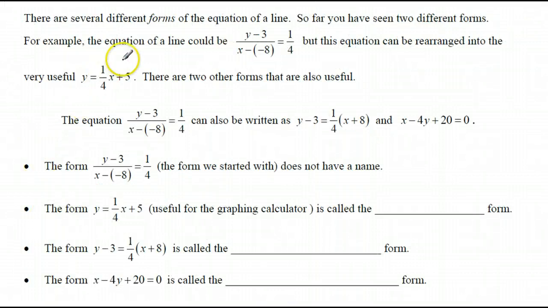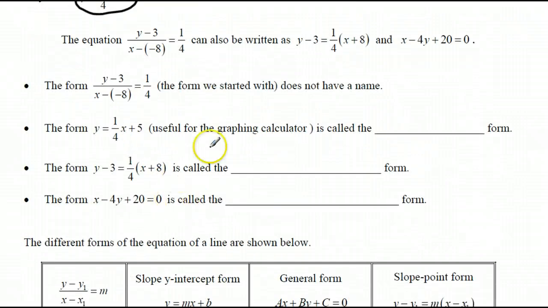Moving on down, there are several different forms of the equation of a line. So far you have seen two different forms. For example, the equation of a line could be (y minus 3) over (x minus negative 8) equals 1/4. But this equation could be rearranged into the very useful y equals 1/4 x plus 5. There are two other forms that are also useful. The equation can also be written as y minus 3 is 1/4 (x plus 8), and x minus 4y plus 20 equals 0. The form (y minus 3) over (x minus negative 8) equals 1/4, which is the one we started with, does not have a name. The form y equals 1/4 x plus 5, useful for the graphing calculator, also for us graphing, is called the slope-intercept form.